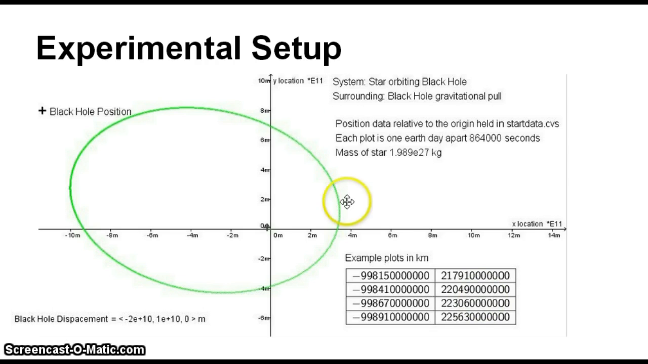The plot of this data is shown in green, with the interplot time being 1 day. The black hole position is shown by a cross. The curve seems to form an ellipse, with the black hole as one of its foci.